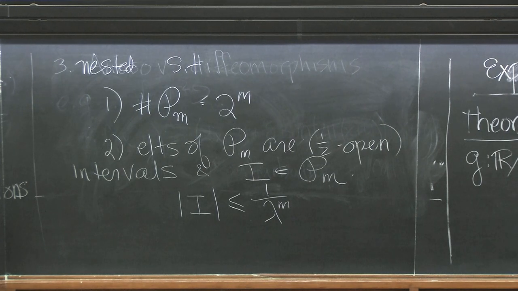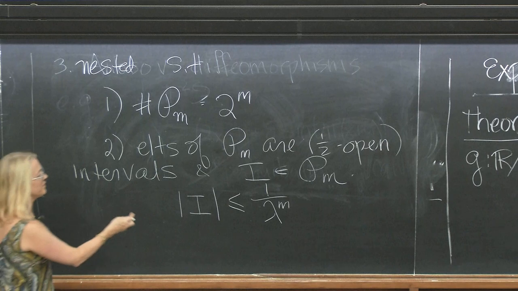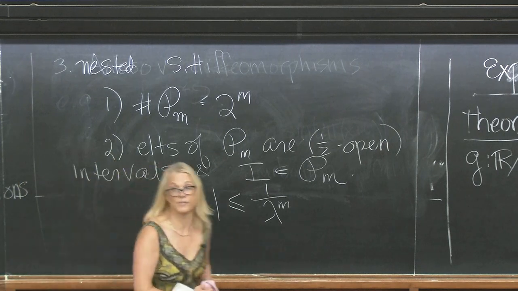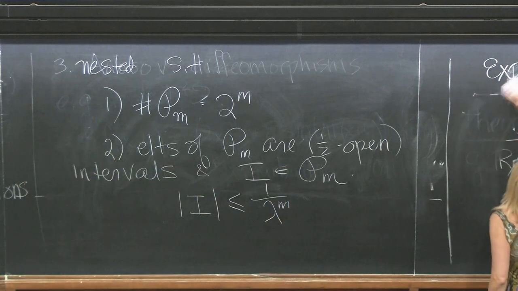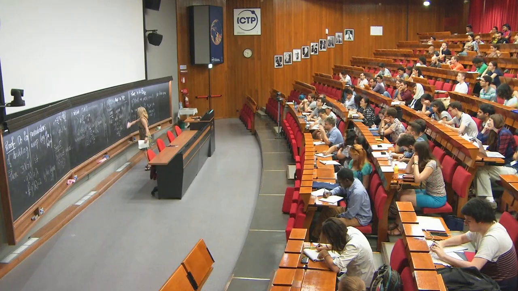For the doubling map, that would be 2. The length would be precisely 1 half to the m. But here we just have some upper bound. It's not a half, necessarily.